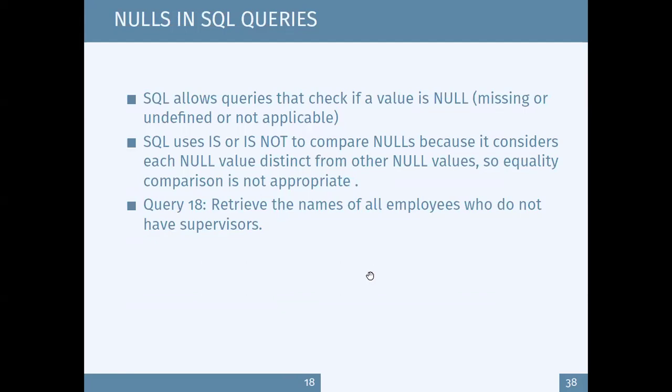Then NULL in SQL queries. For example, here we have retrieved the names of all employees who do not have supervisors. Can you try to give me an answer for this, without looking at the solution? Given this query, my first question is: I have already given you the data set. Look at the data set and tell me which tables I need to refer to in order to answer this question.